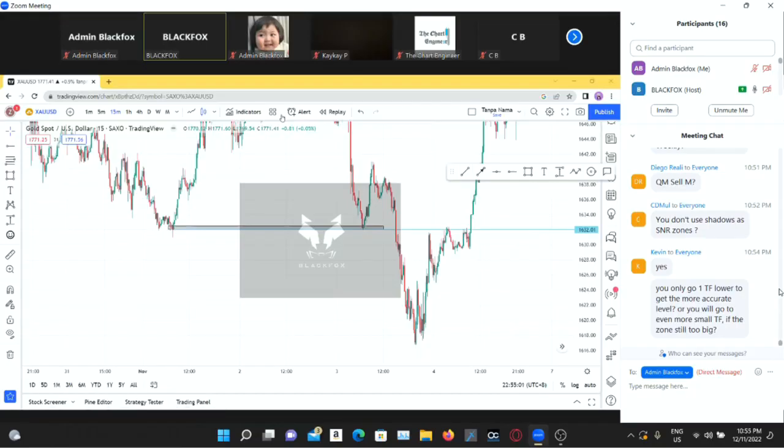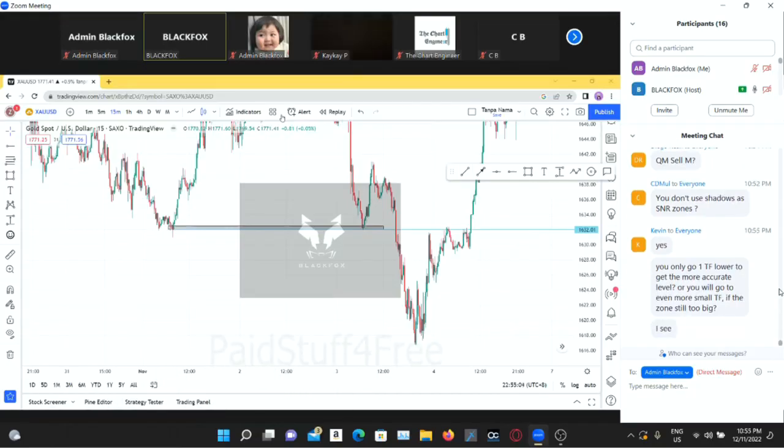You only go one time frame lower to get a more accurate level, or you go two levels lower. If I use H1, then I will go two time frames lower, so M15. If I use H4 or daily, sometimes I go one time frame to H4, sometimes I go two time frames to H1. But if I use H4 and I want a more accurate level, then I go down one time frame to H1.